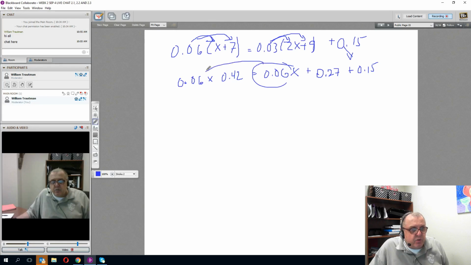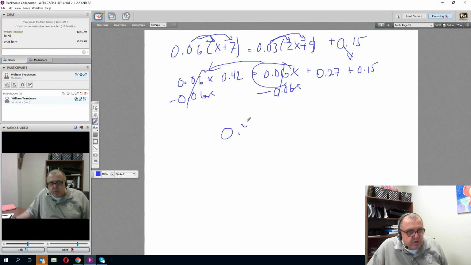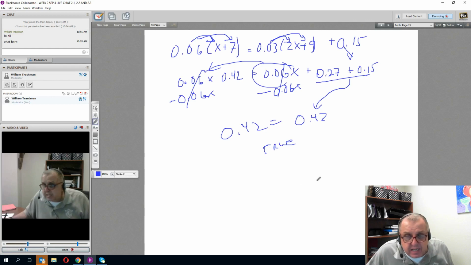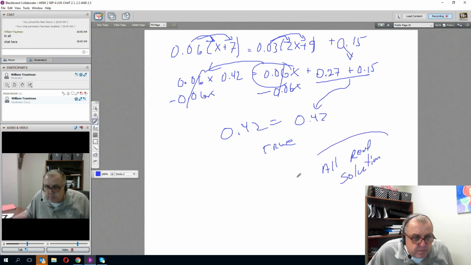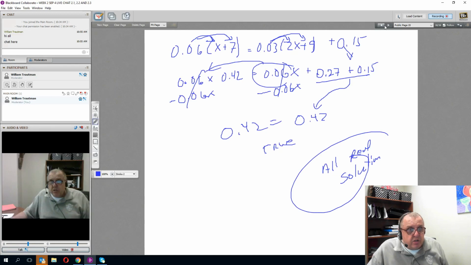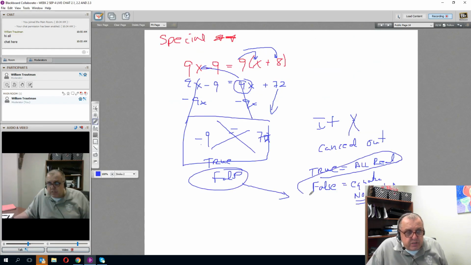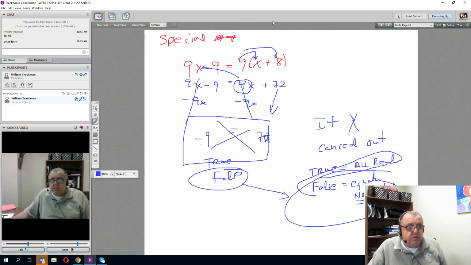Let's take the x's to one side. I'm going to minus 0.06x. 0.06x minus 0.06x, and do you see how they cancel? I get 0.42 on this side, and I have to add those together, and I get 0.42. This is a true statement. For a true statement, the answer is all real solutions. There are many answers. Remember, if it was a false statement, there is no solution. If it's true, all real solutions.